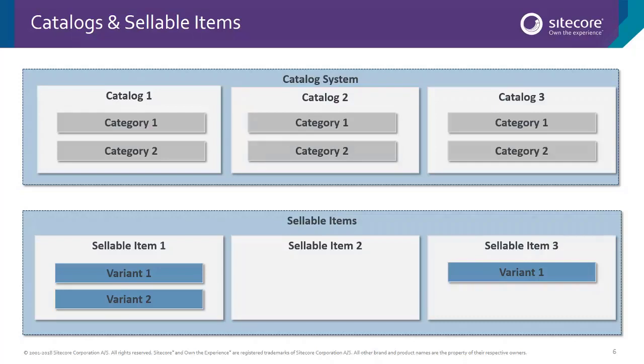First, let's associate a couple of sellable items to catalog 1. We'll associate 2 items to the second catalog, including one of the same sellable items as the first catalog. And for the third catalog, we'll associate the second sellable item and the third. So this illustrates that you can reuse sellable items across catalogs and that you can associate sellable items that have variants or sellable items that do not have variants.